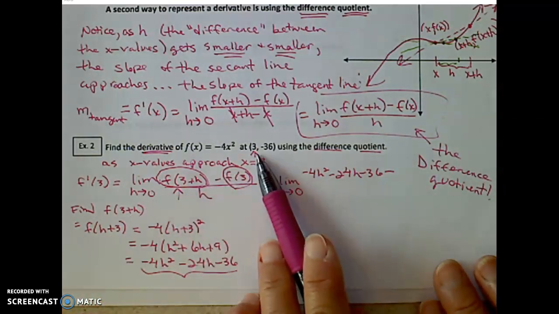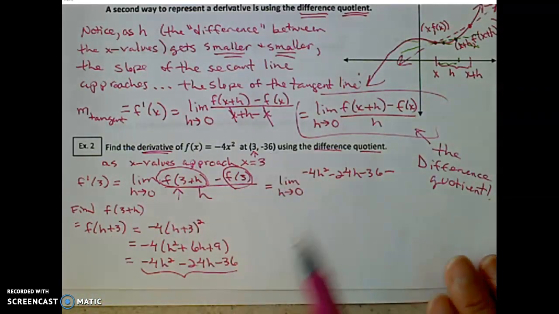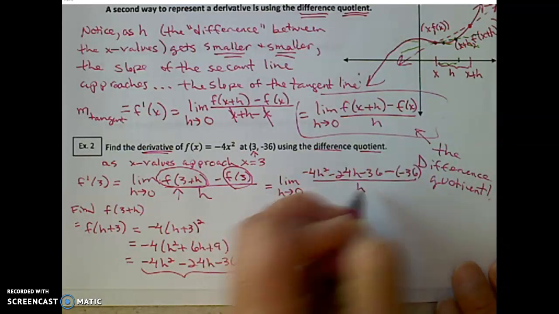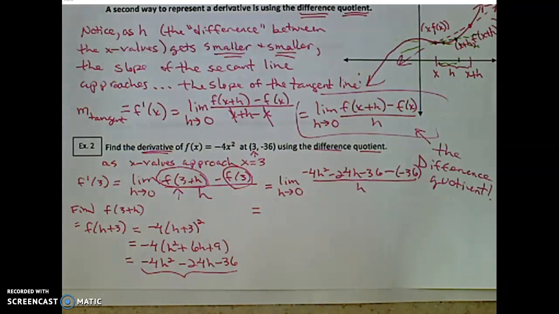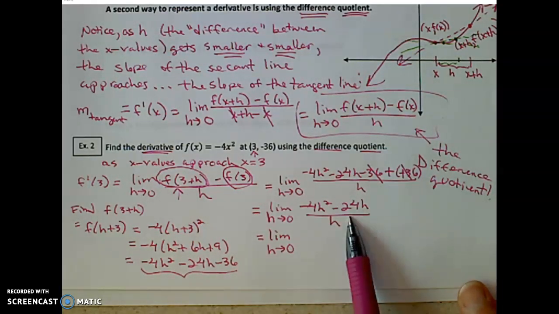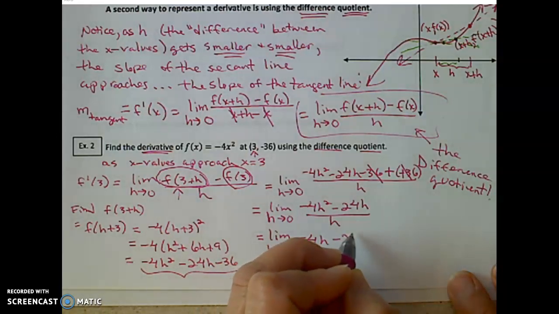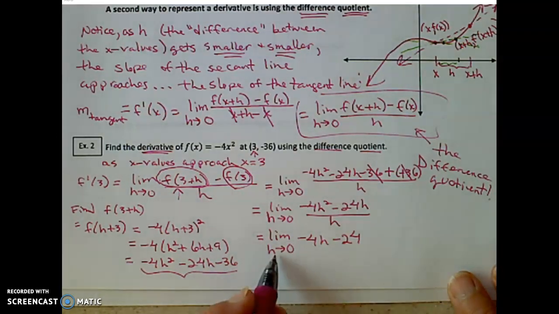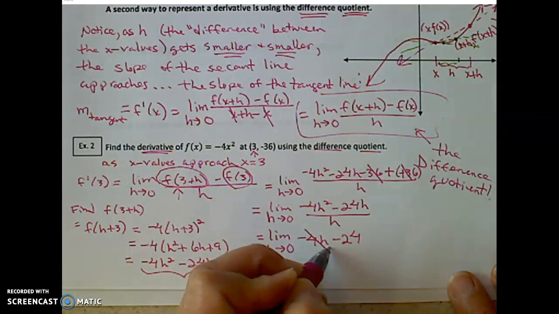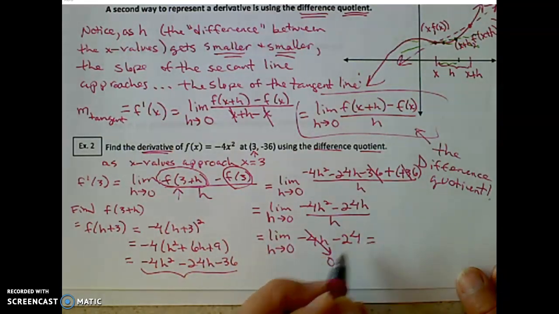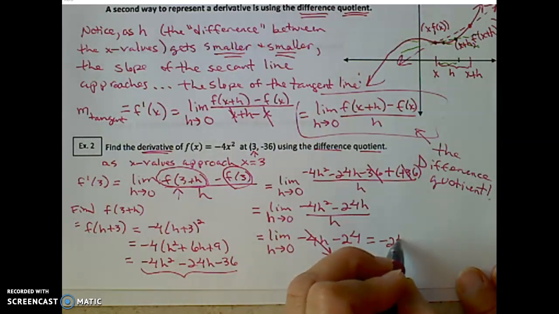what is f of 3? Well, when x is 3, y is negative 36, so I'm going to plug in a negative 36, all over h. Okay, simplify that, please. Those 36s are gone. I'm left with this. Notice h divides into both of those, so I can divide both terms by h. That's negative 4h minus 24. Notice, though, as h approaches 0, this whole first term, negative 4 times 0, approaches 0. And I'm really just left with negative 24.